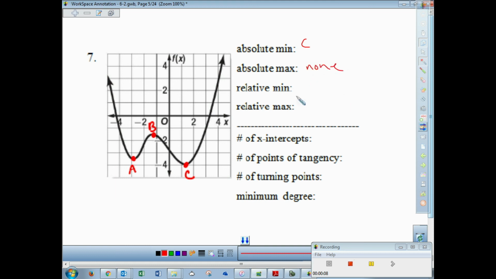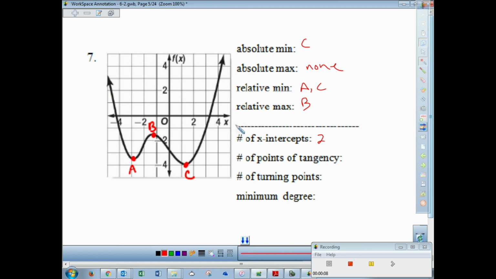Relative mins, A and C. Even though C is the absolute min, it is also a relative min because it's a turning point, and relative max is at B. Correct? Number of x-intercepts, points of tangency. That's the new thing to us.